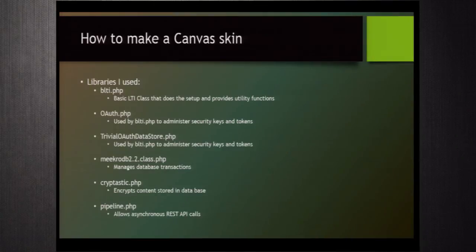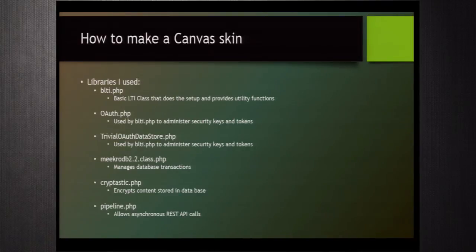This is a basic LTI library that basically handles all the handshakes between Canvas and my LTI. I really recommend it. You don't have to hardly do anything that's LTI related because that library does most of it. OAuth is part of the authorization between the LTI and Canvas, and so these work together to authorize your LTI app. This is another one that's all part of that process, Trivial OAuth Data Store.